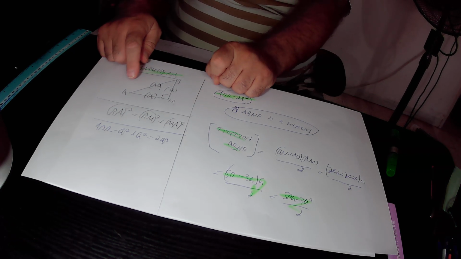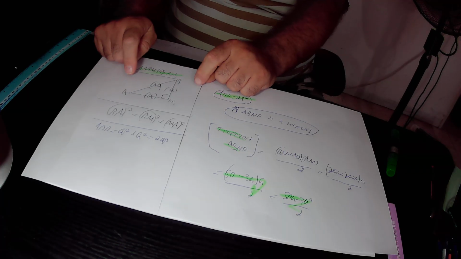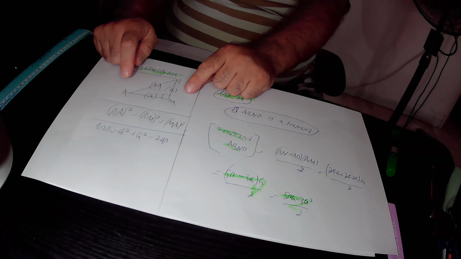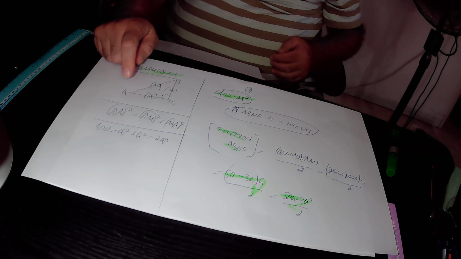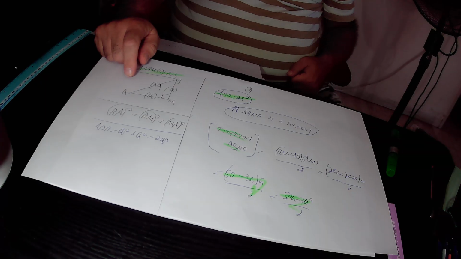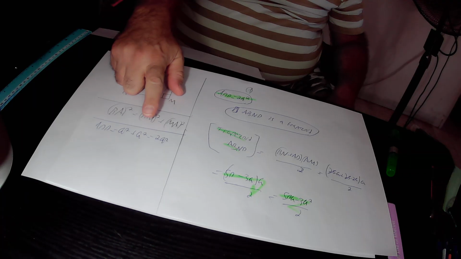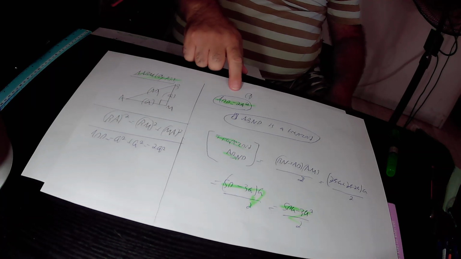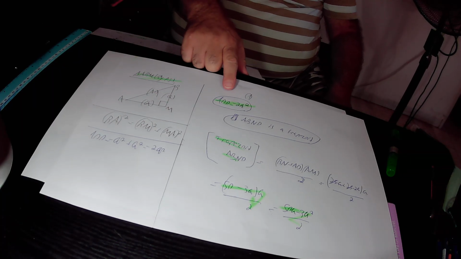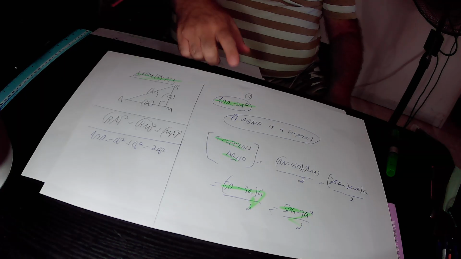BA is 10, therefore BA squared is 10 squared, this is 100, and this equals BM squared. BM is A, therefore BM squared is A squared, plus MA squared. MA is A, therefore MA squared is A squared. So in total, 100 equals A squared plus A squared. A squared plus A squared is 2A squared, so 100 equals 2A squared.